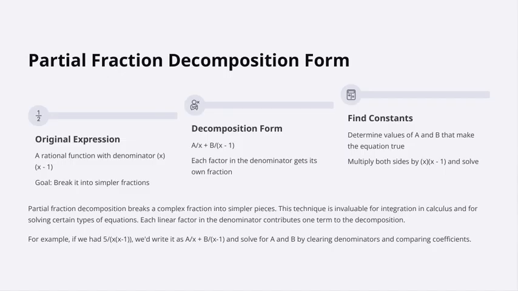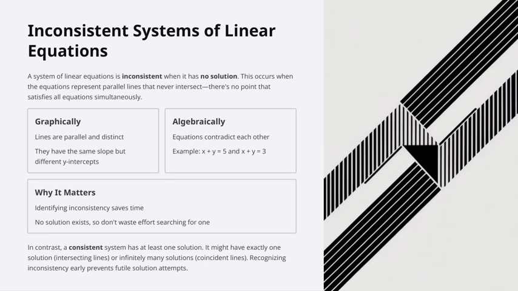Now, let's talk about inconsistent systems of linear equations. A system is considered inconsistent when it has no solutions at all. This usually happens when the equations represent lines that are parallel but never intersect. In other words, there's no single point that satisfies all the equations simultaneously. If we look at it graphically, these lines are distinct and parallel. They have the same slope but different y-intercepts. So, they run alongside each other without crossing.